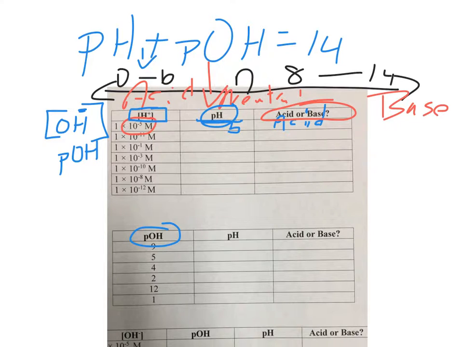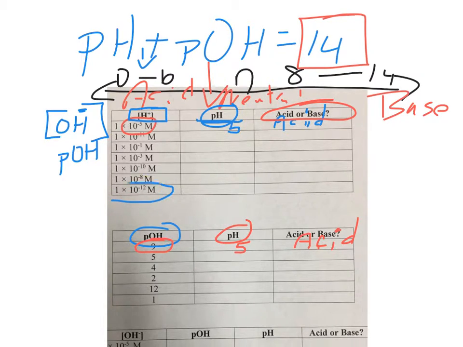Let's do an example of that. Over here, they're giving you a pOH of 9. 9 plus what will give you that 14? 5. Yep, and so your pH is 5. Now, using this pH, you can figure out whether it's an acid, a base, or neutral. So what is this? Acid. Yep, it's an acid, because 0 through 6 is going to give you that acid. Very good. Now let's look at one down here.